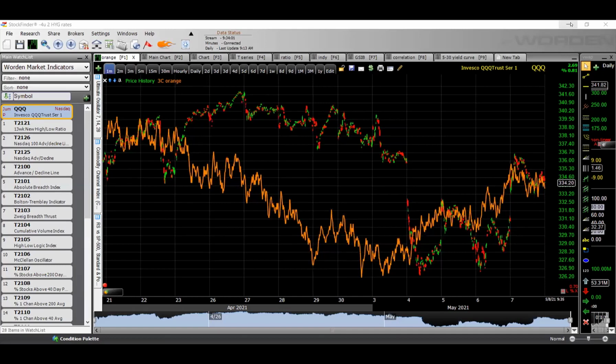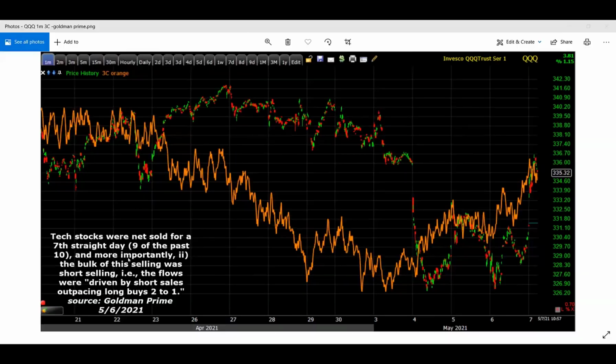I have one other really interesting thing I just found out. Let me pull that up. I was reading, and I think this was Thursday, this was out. This is from Goldman Sachs Prime Brokerage. It says tech stocks were net sold for a 7th day. This would have been out here on the 5th, this note.